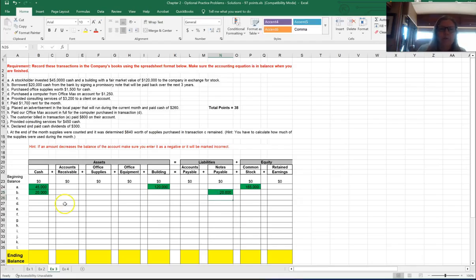So whatever you do to one side, you have to do to the other. Remember, the accounting equation's assets equals liabilities plus equity. So in order to hold that in balance, right, the scale's got to be in balance. Whatever you do to one side, you have to do to the other.